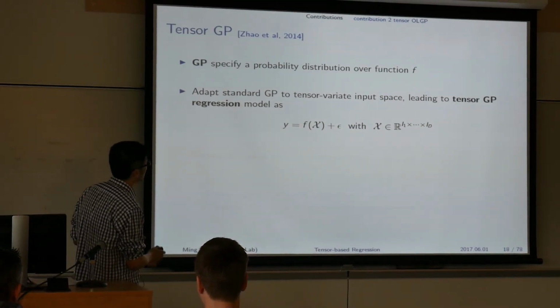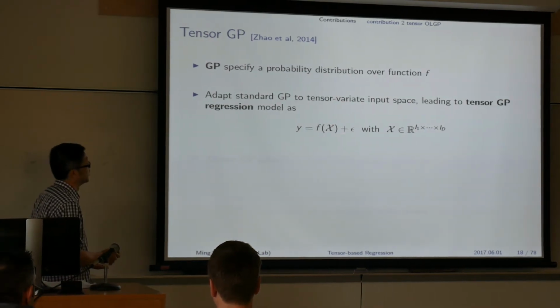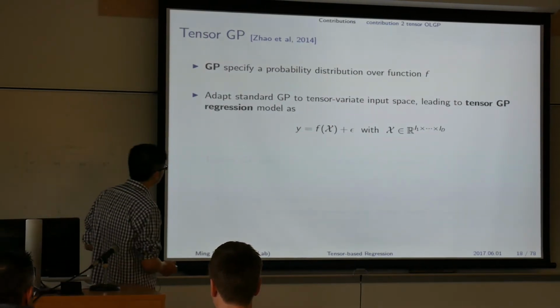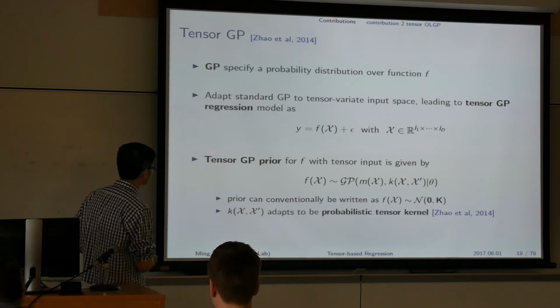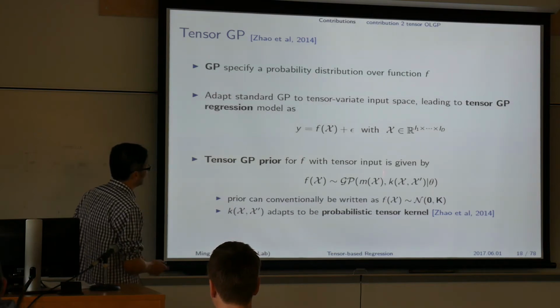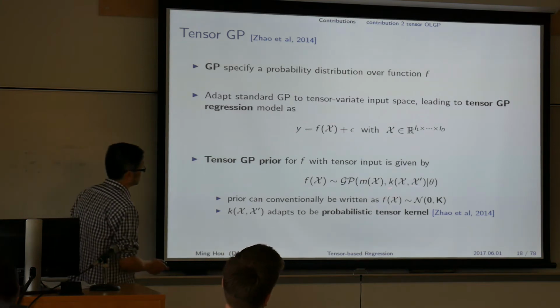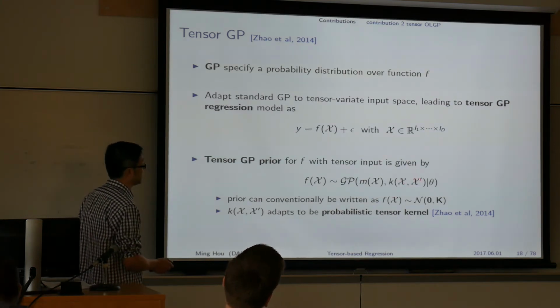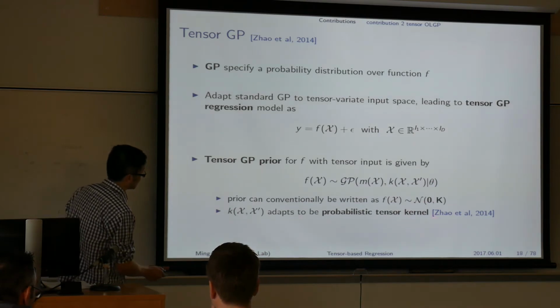Now the set of observations is generated from a nonlinear function of a tensor. The latent function can be modeled by the tensor GP prior, where the mean function is usually taken to be 0, and the covariance function with tensor arguments is predefined by a probabilistic tensor kernel.